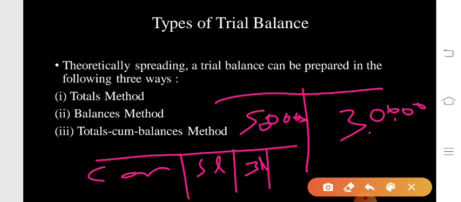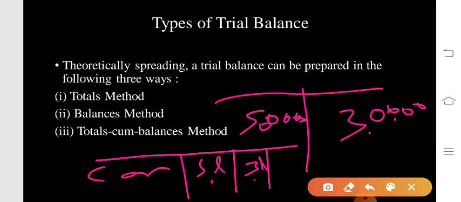The second method is balance method. Now students, do remember that there is a big difference between total method and balance method. This method was considered as total method, where we have written debit total at the debit side and credit total at the credit side.